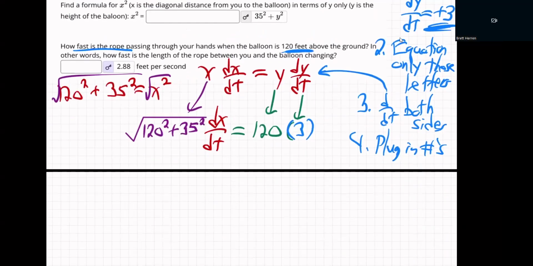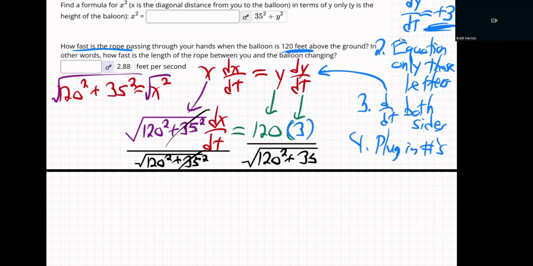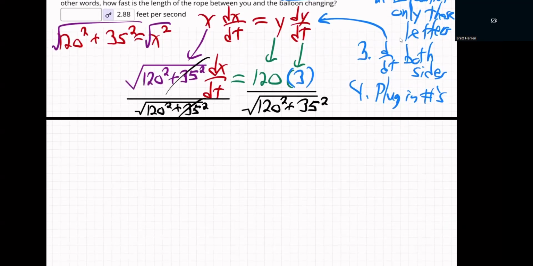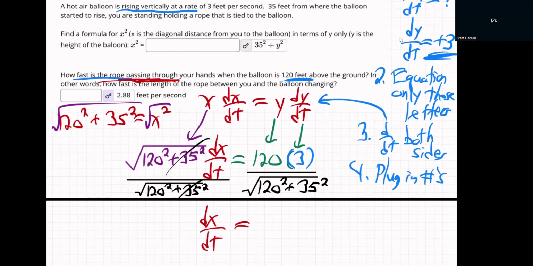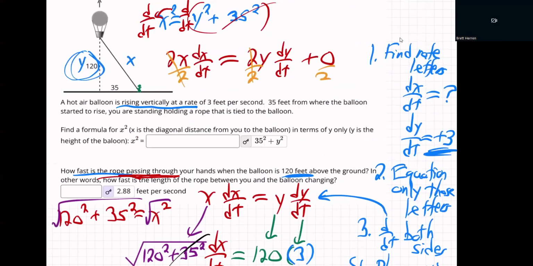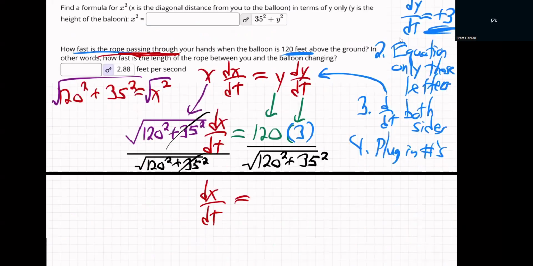All right, got to solve for dx/dt. So then just divide both sides by that square root, 120 squared plus 35 squared. So dx/dt, which is what they're asking me for, how fast the rope is passing through our hands, right? And x is how far the rope is, how that's changing. So we're trying to find it.